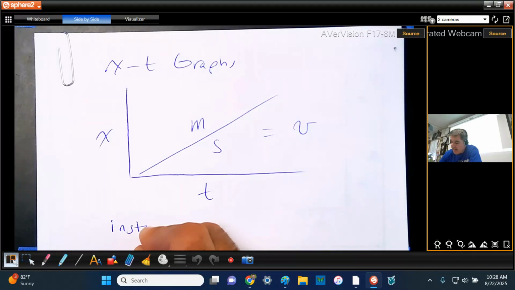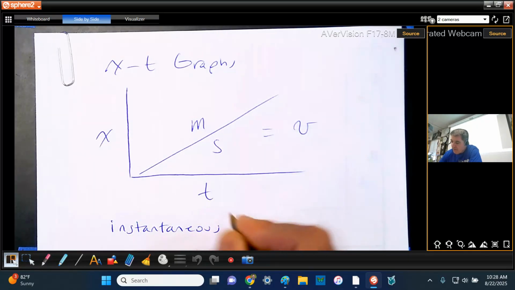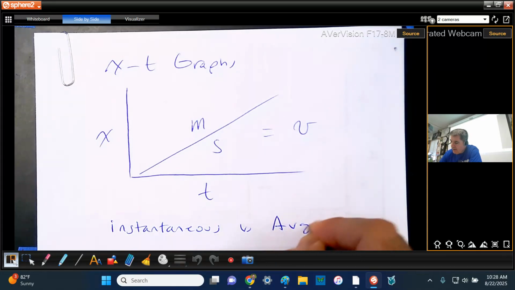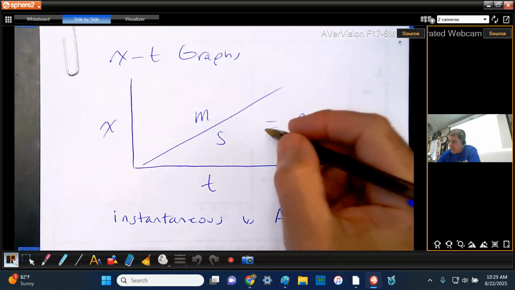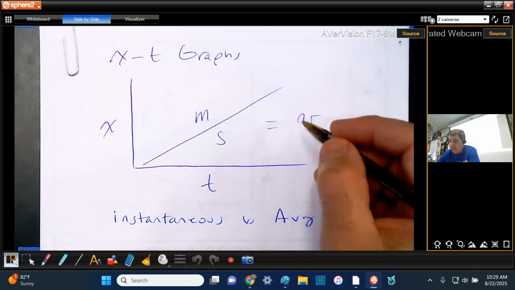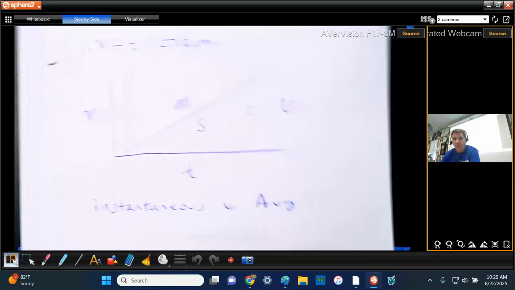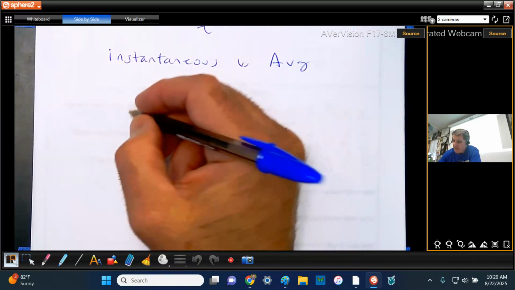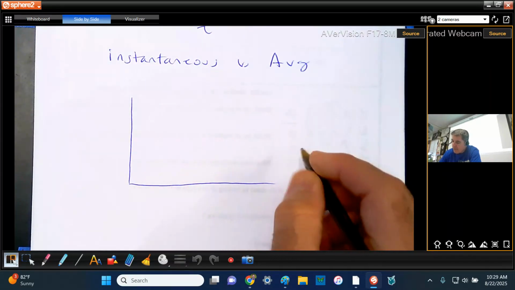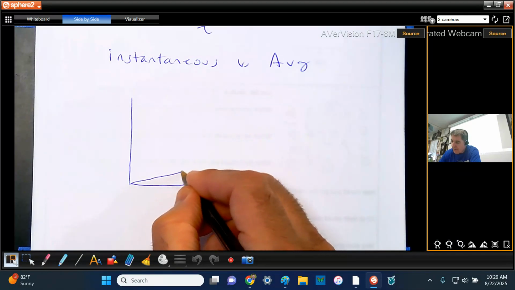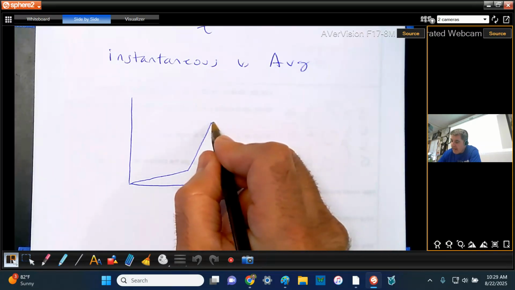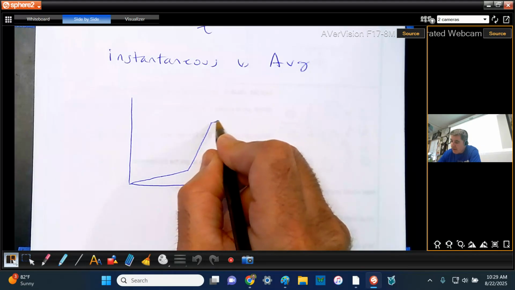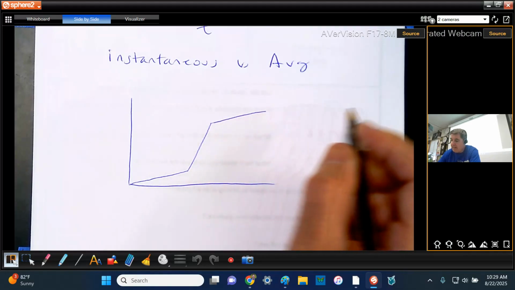So instantaneous versus average, and instantaneous is really the speed that you're going at that moment. When you're looking at a graph, this slope itself can change, right? Instantaneous means that if I have a series where I'm going to drive slow in the back streets, and then I'm going to drive fast on the freeway, and then I'm going to get off the exit and go slow, something like this.